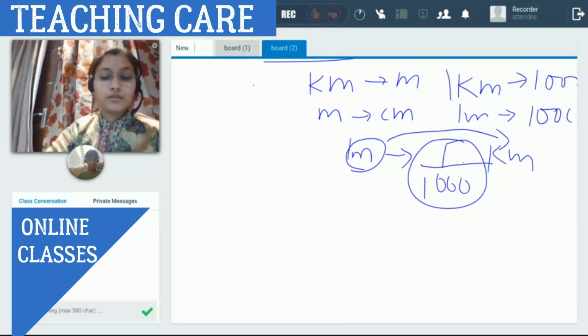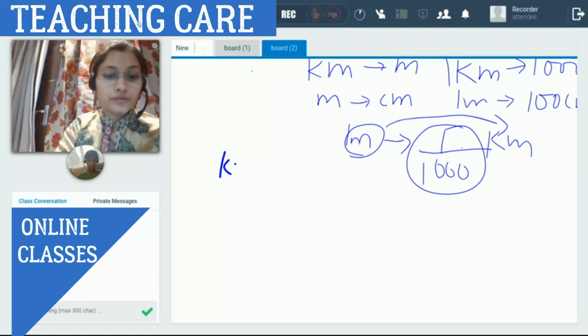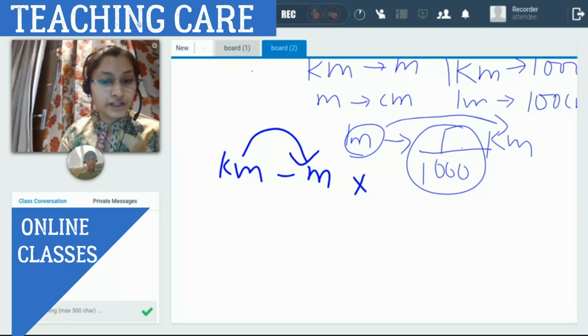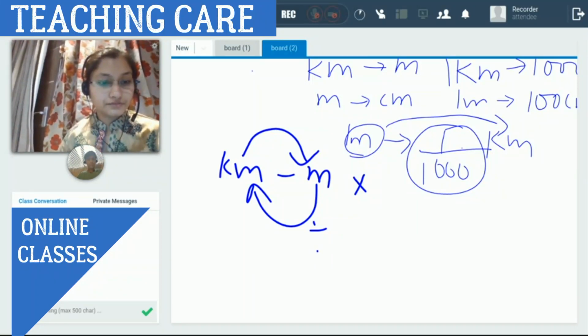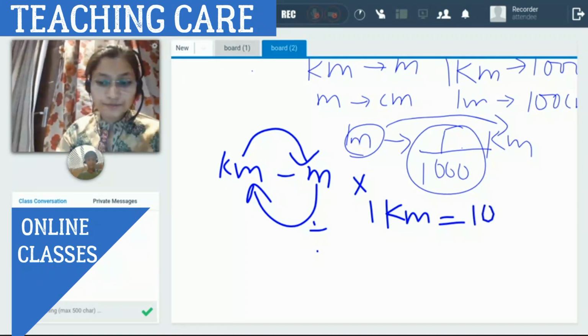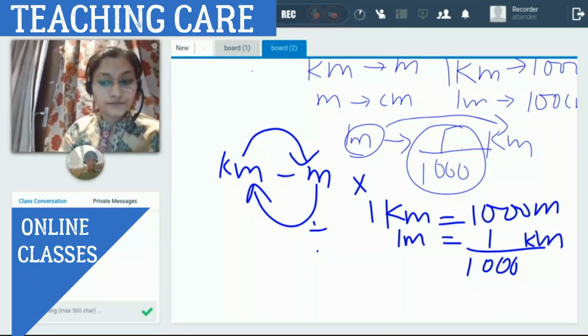Okay, before that, let me complete what I have started. The kilometer is a bigger unit than meter. So when we go from a larger to a smaller unit, the multiplication factor comes, and when we go from a smaller to a larger unit, the division factor comes. So 1 kilometer is equal to 1000 meters. If I ask 1 meter, then it is 1 upon 1000 kilometer.